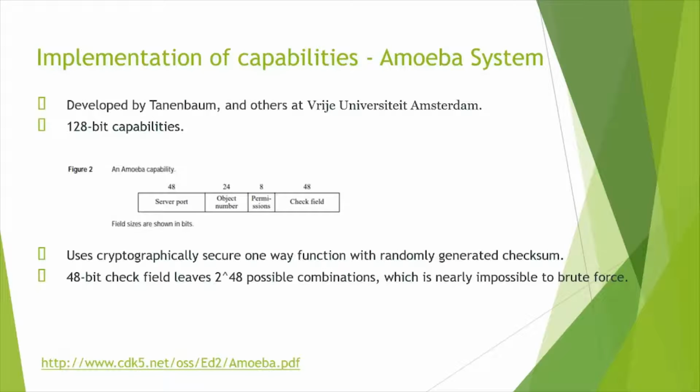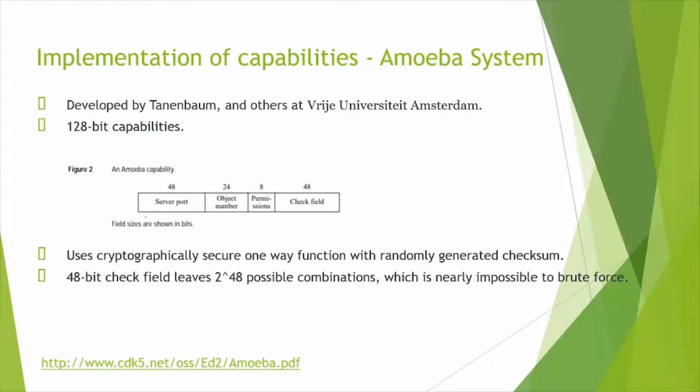So some implementation of capabilities was seen in the Amoeba system, and this is a distributed operating system developed by the author of our textbook, Tannenbaum, as well as some others at VU Amsterdam University. So this OS is a capability-based system, and it contains 128-bit capabilities, as seen in this figure here.